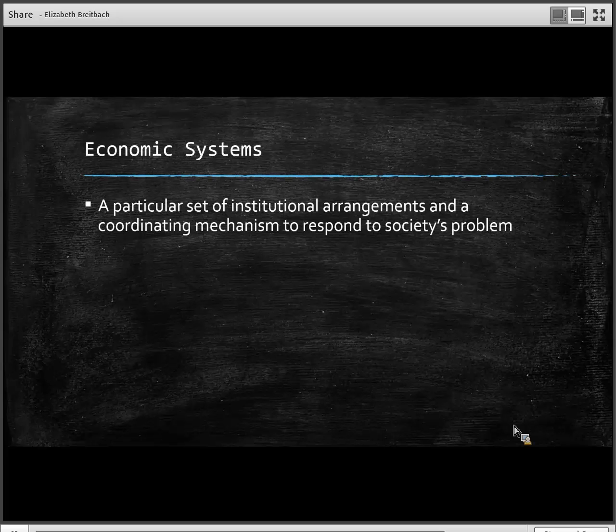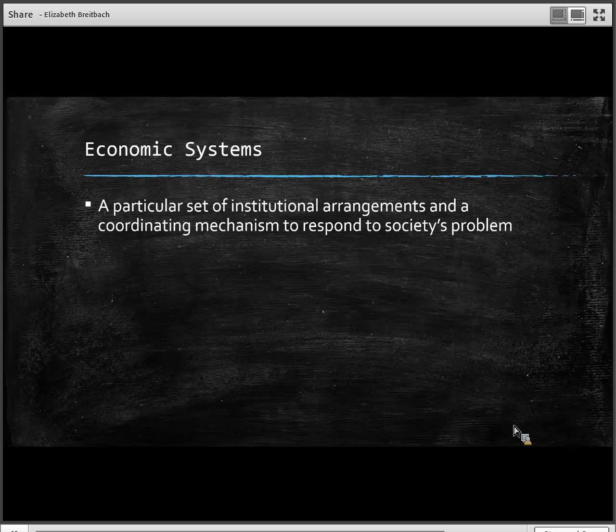So when we're referring to economic systems, an economic system is a set of institutional arrangements and coordinating mechanisms that respond to society's problem. So we said society has an economic problem. There are scarce factors of production, scarce land, labor, capital, and entrepreneurial ability. But we have individuals within our society that have unlimited wants. So we have to make decisions as a society.